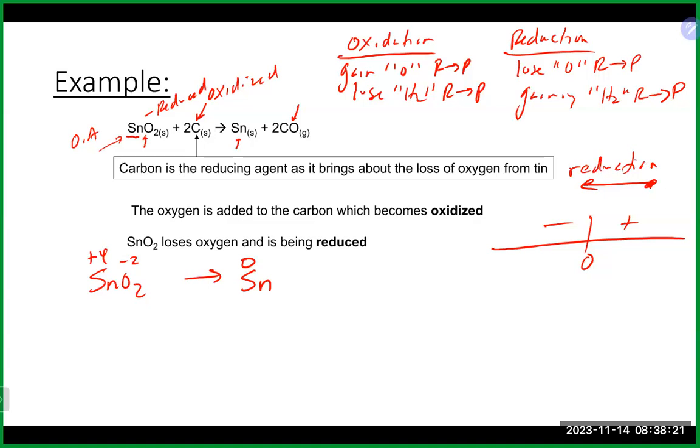So if you were able to figure out the tin part of it, by default, it would mean that the carbon in this case would have to be the one being oxidized. So again, there's sometimes multiple ways you can figure out what is going on in terms of oxidation or reduction. Any questions on that there?